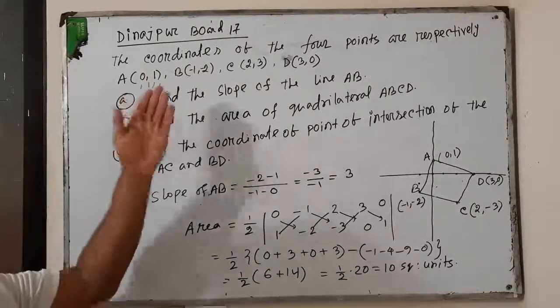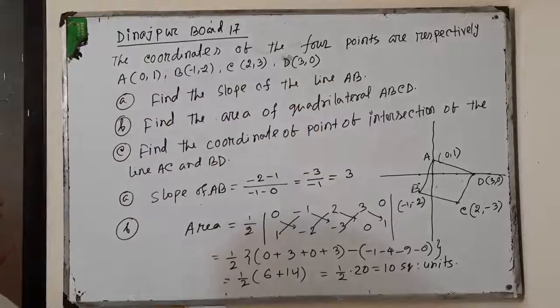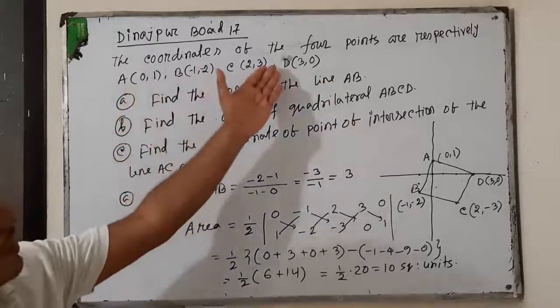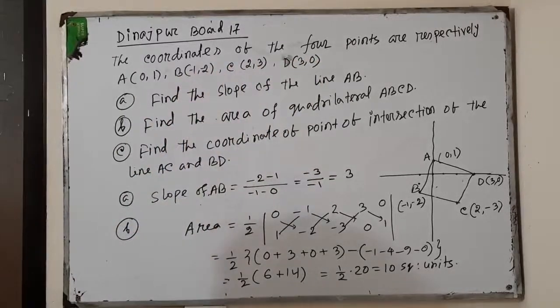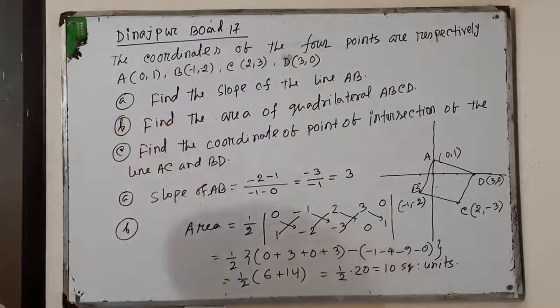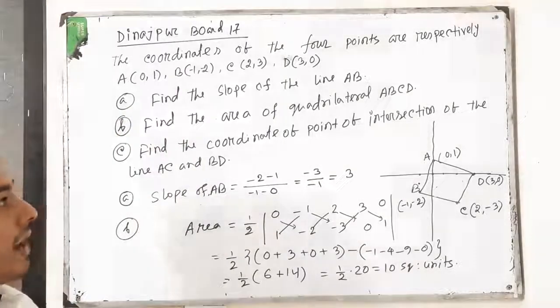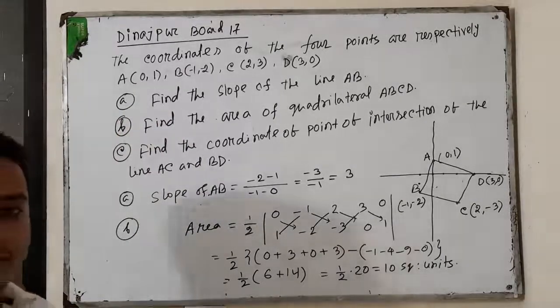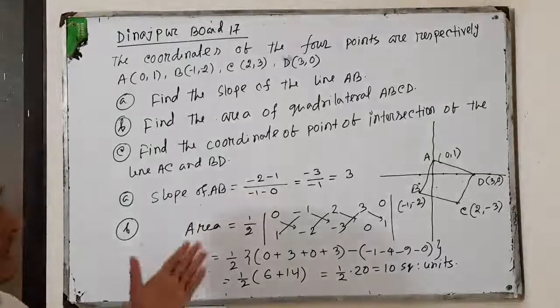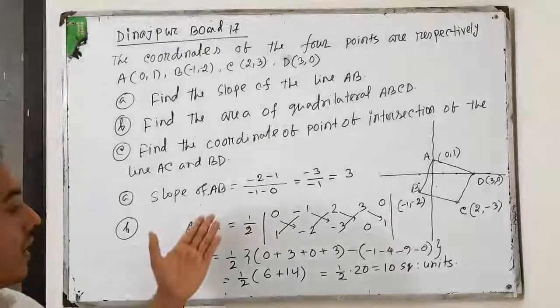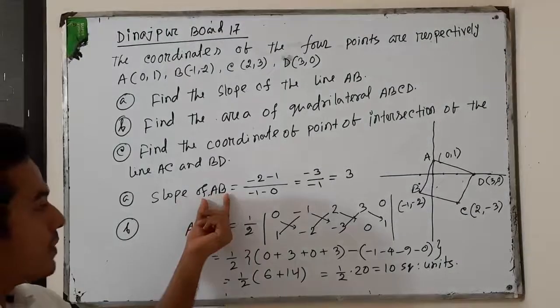At first, you can observe this question. Four vertices of a quadrilateral are given. First question: find the slope of straight line AB. I think that it is easy for all because we already know the formula of the slope of a straight line.